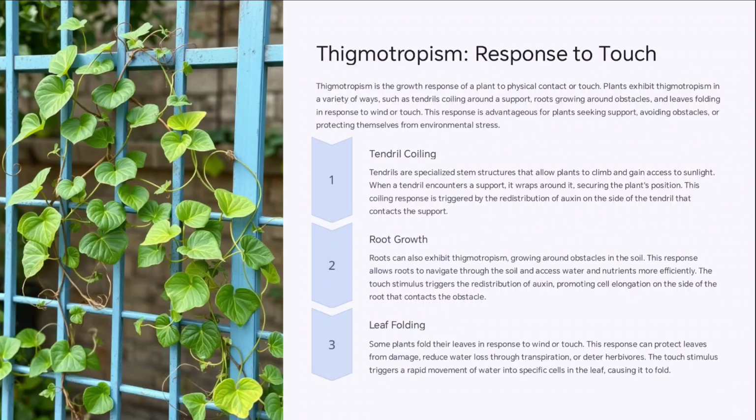Roots can also exhibit thigmotropism, growing around obstacles in the soil. This response allows roots to navigate through the soil and access water and nutrients more efficiently. The touch stimulus triggers the redistribution of oxygen. Next is leaf folding. Some plants fold their leaves in response to wind or touch.